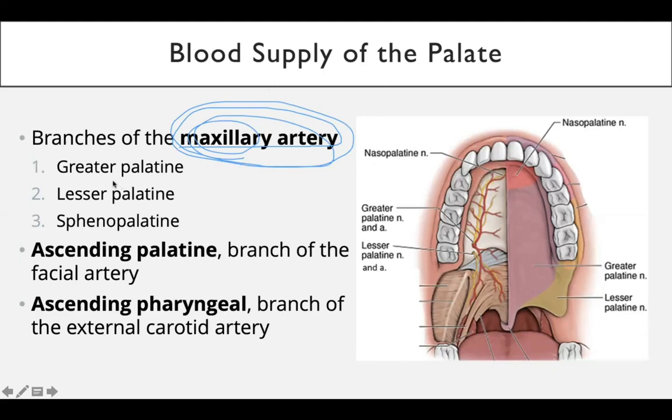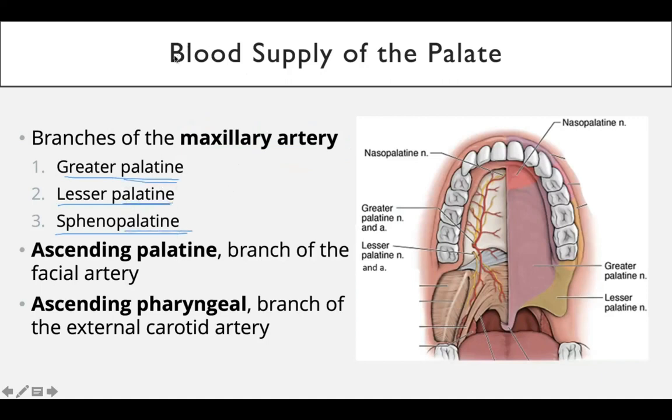For the artery, we are talking about the greater palatine, then the lesser palatine and the sphenopalatine. How to remember that? There is palate and we have palatine, and it supplies the palate. This is easy to remember. So greater palatine, lesser palatine, and sphenopalatine.